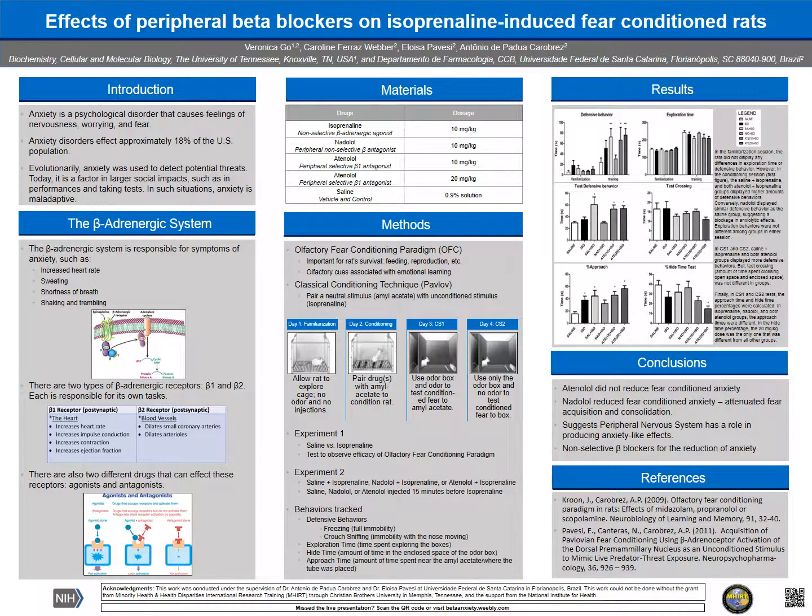Hello everyone, my name is Veronica Go, and I'm currently a senior at the University of Tennessee in Knoxville, Tennessee, and I'm a double major in biochemistry and statistics. And today I want to talk to you about the effects of peripheral beta blockers on isoprenaline-induced fear conditioned rats.